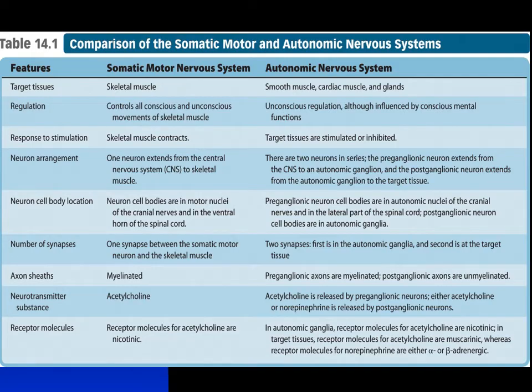So last chapter, we talked about the somatic motor system. This is the autonomic system. It's controlled by the hypothalamus and areas of the brainstem, and it's going to activate smooth muscle, cardiac muscle, and glands. It's going to regulate activities that are involuntary or unconscious, although they might be influenced by what goes on in the cerebrum. And in this case, we can both inhibit or stimulate the glands or muscles that are involved.